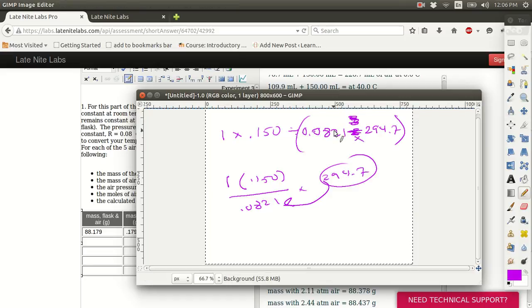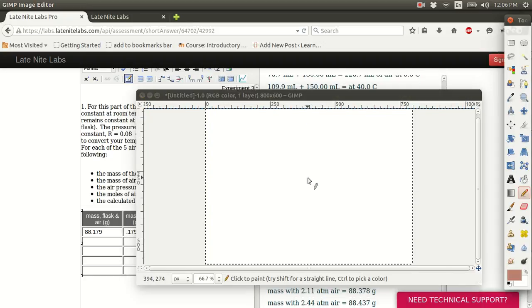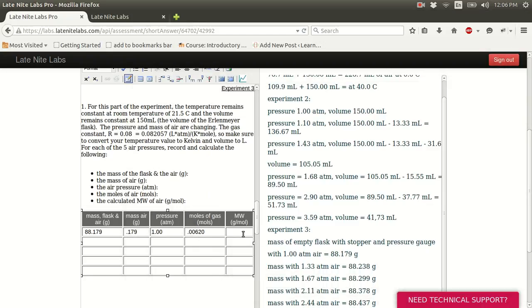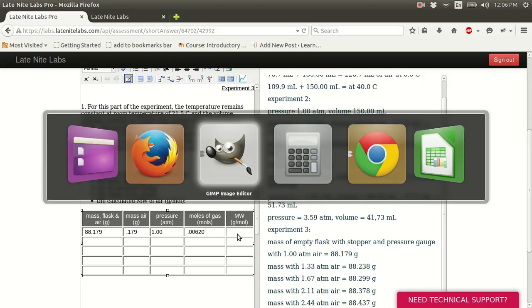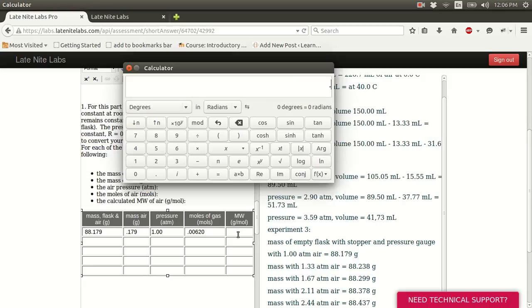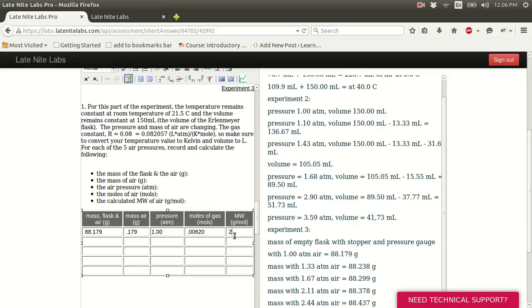And now I will calculate the molar mass of the air, in grams per mole. How do I do that? I take these grams of air, 0.179, that's right, 0.179 right there. Take those grams of air and divide it by the moles, 0.00620. So take the calculator, 0.179 divided by 0.00620, I got 28.9 grams per mole. 28.9 grams per mole, okay? So I'm going to do that whole calculation for all the data.